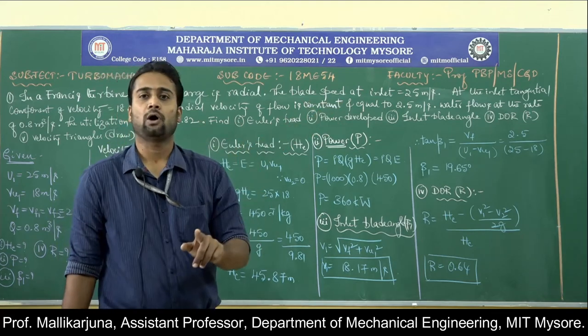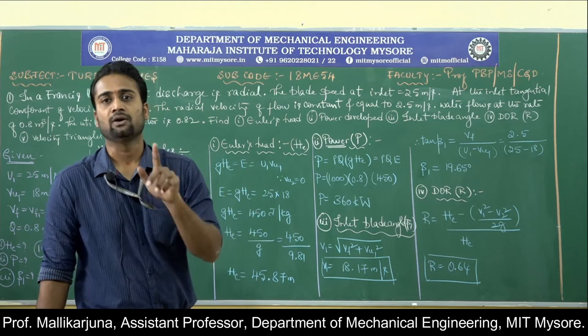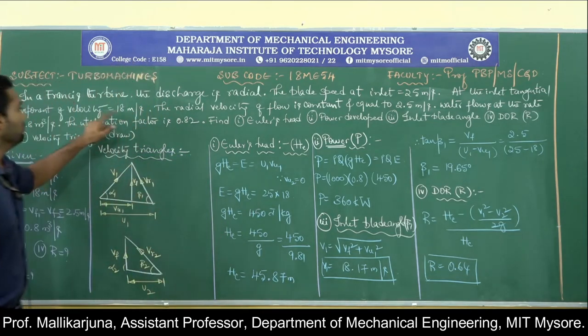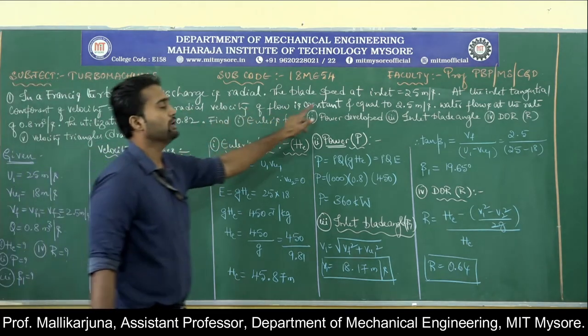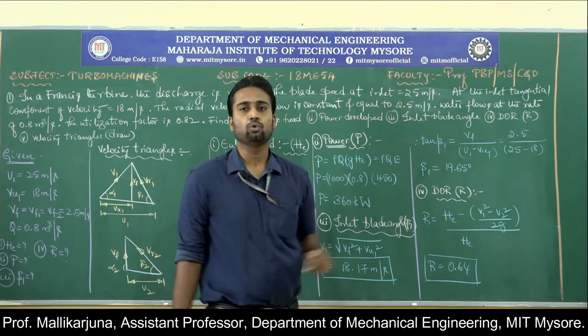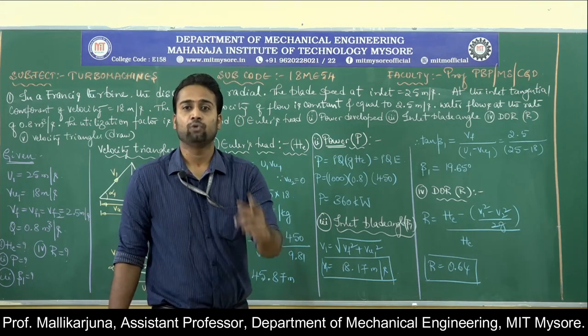Now the tangential component of absolute velocity is given, which is nothing but VU1. So VU1 is 18 meters per second. The radial velocity of flow is constant and it is equal to 2.5 meters per second. Now he is speaking with respect to the flow velocity.